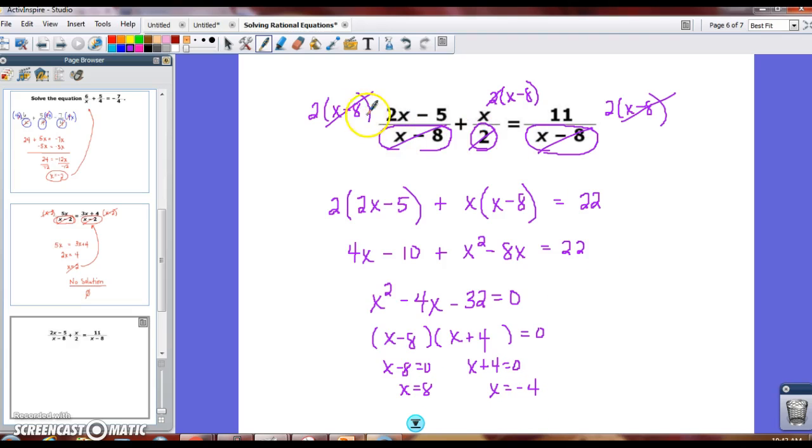Check them back in your original problem and see if either of them make the denominator 0. X equals 8 would make that denominator 0, so that can't be one of my answers. I have to reject it. And my only answer here is negative 4.